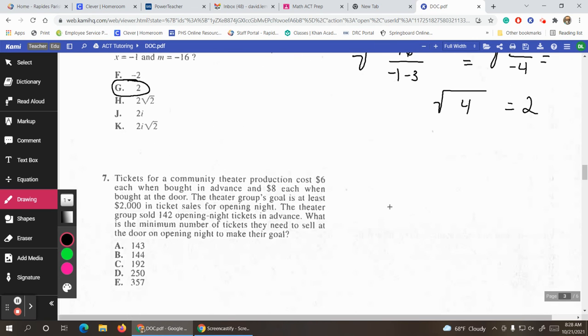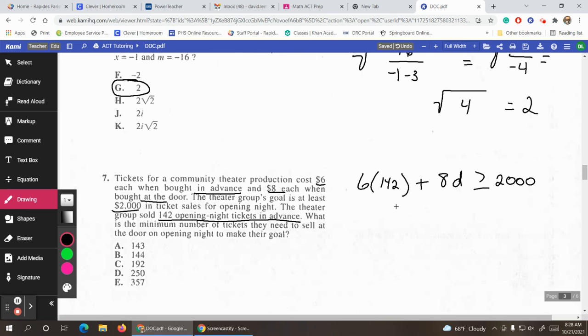Number 7, this is going to be our last one. For a community theater, it says $6 when bought in advance, $8 at the door. They want to raise $2,000. The theater sold 142 tickets in advance. What is the minimum number of tickets they need to sell at the door for that? So they sold 142 in advance. That's going to be 6 times 142. We don't know how much they sold at the door. Okay, so that's that. And this has to be greater than or equal to 2,000.